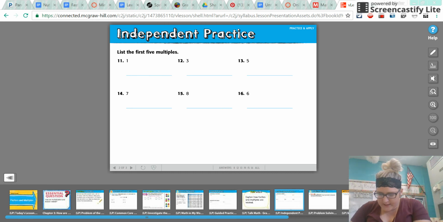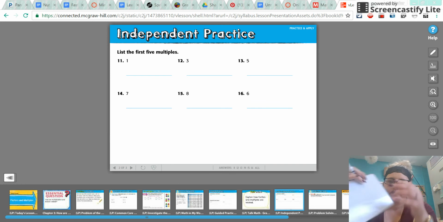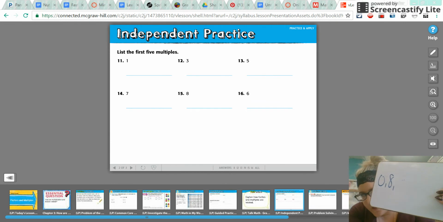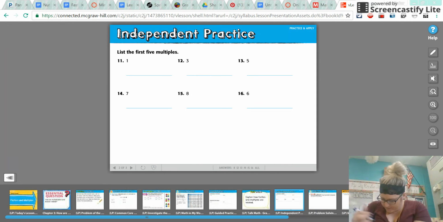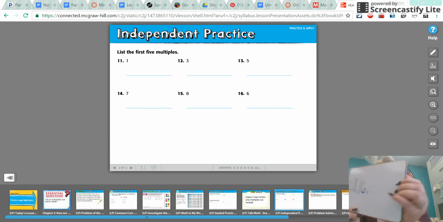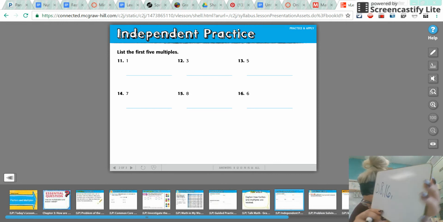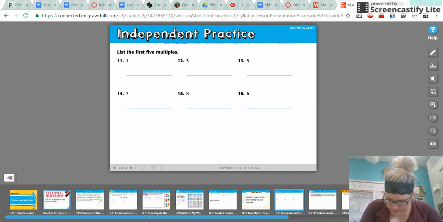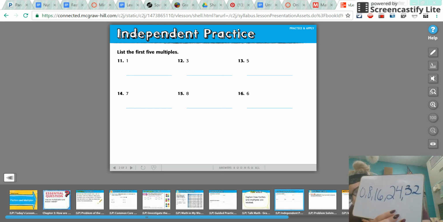Number 12 says 3. You're going to count by 3s just like I did earlier. Let's go to something a little bit harder. Number 15 says 8. Find the first 5 multiples where we're going to have 0 and we're going to have 8. Those are always pretty much a given. So if we count up by 8 more, how many are we going to have? We're going to have 16. If you count up 8 more, how many are you going to have? 24. And 8 more would be 32. I'm just counting by that number.